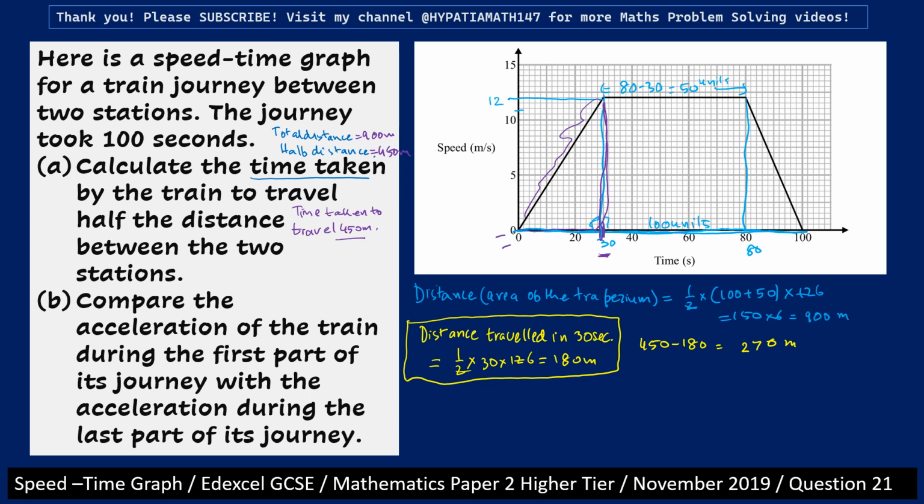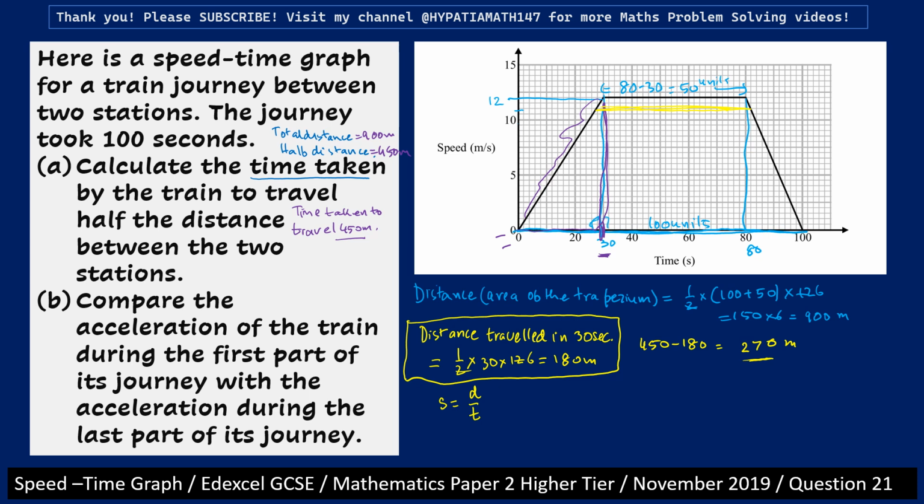Now from 30 to 80 seconds, the speed is constant. So if it's a constant speed, we'll apply the formula: speed is equal to distance divided by time. We hope that the 270 meters doesn't go beyond 80 seconds, because beyond 80 seconds there's deceleration, but that's not going to happen because they're asking for half the distance.